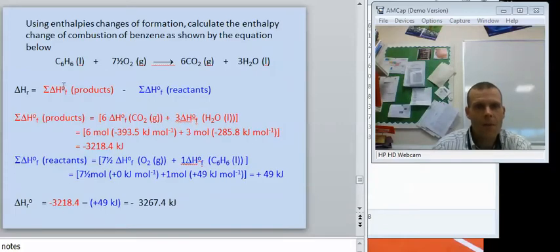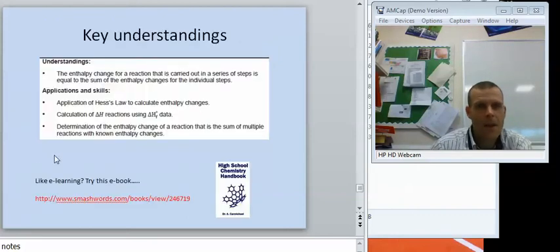Now if we're dealing with enthalpies of formation, a small thing to mention as well: the enthalpy of formation of something like oxygen gas is going to be 0. If you think of the definition, forming 1 mole of a substance from its constituent elements in the standard state, well, oxygen as a gas is formed from oxygen as a gas, so the enthalpy change there is 0. That's what we've covered.